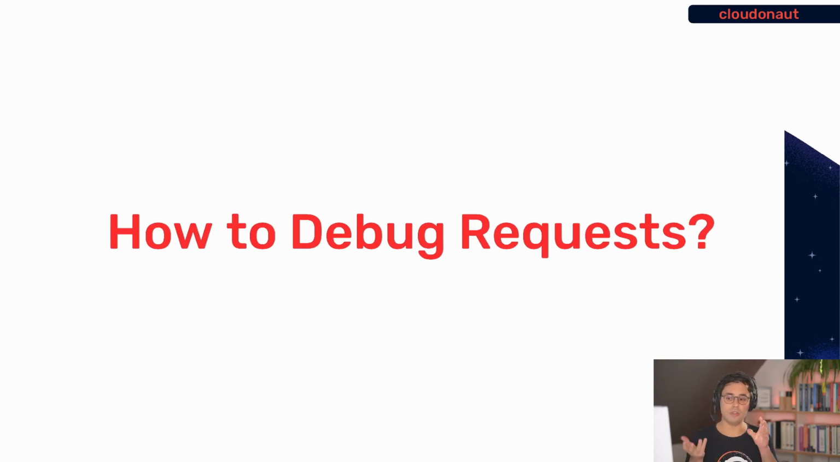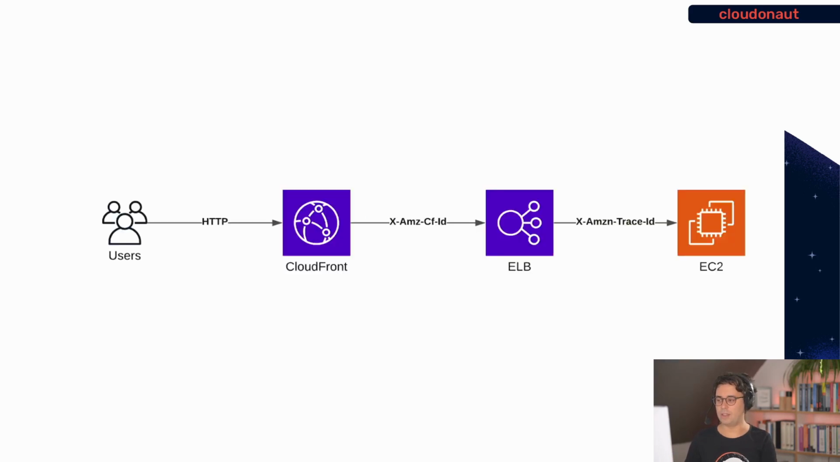So how do you debug a single request or maybe a number of requests, maybe requests with a special error code or requests with a very long latency, stuff like that? How do you debug them? How can you find out the root cause of those problems?